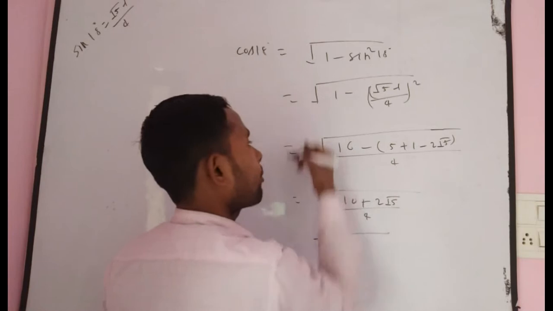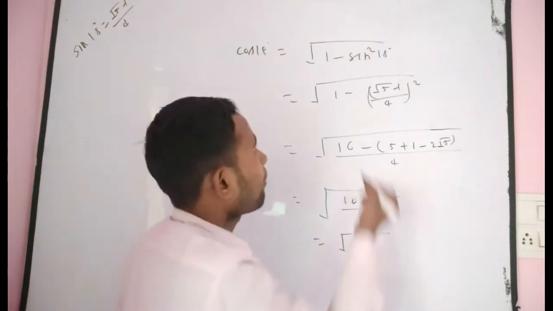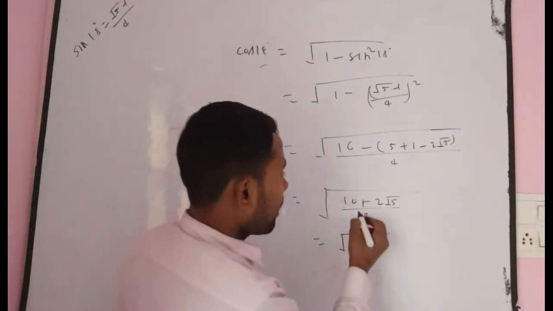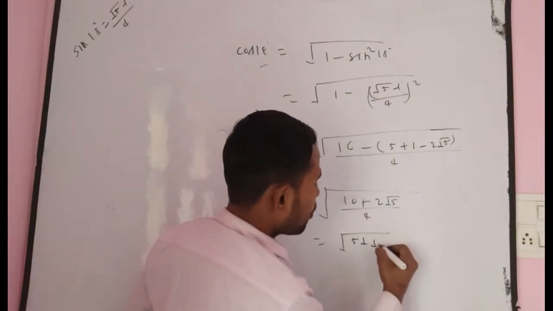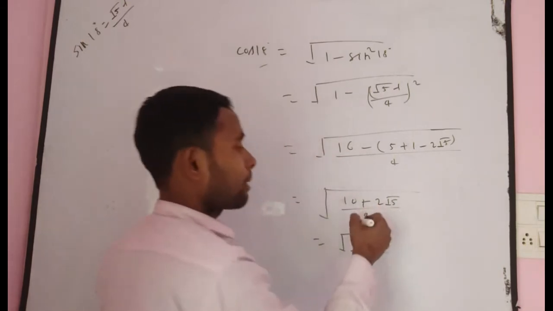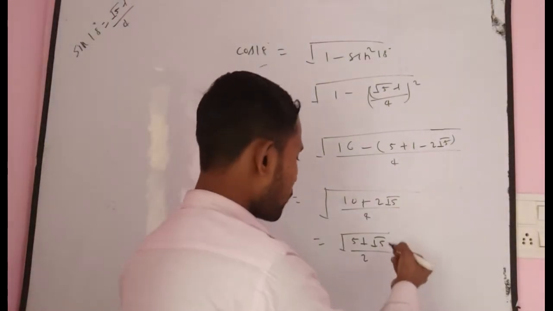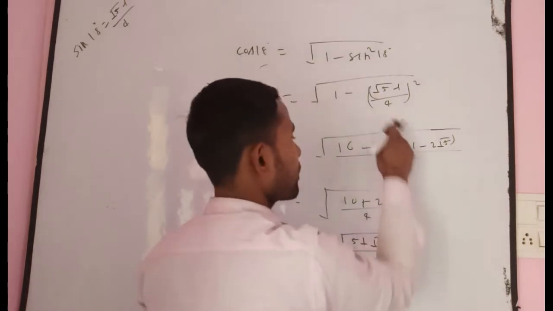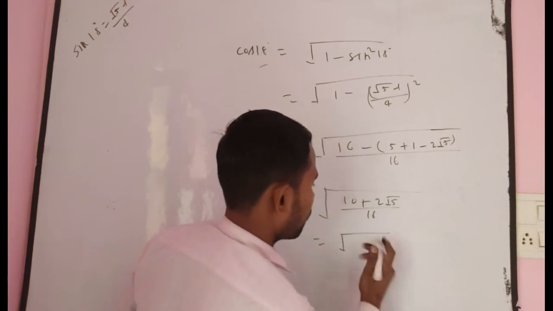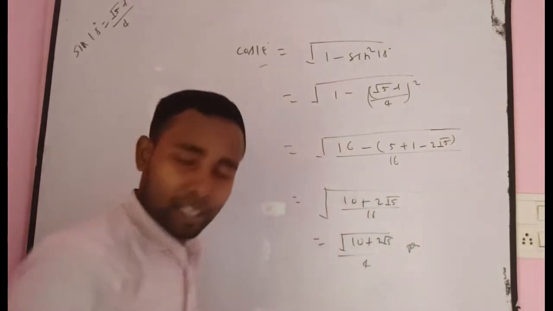Root under. Here I have not taken the negative sign. Why? I have not taken plus and minus both, because I know that cos 18 is always positive. So the negative sign vanishes. Sorry, here it becomes 16. So it becomes 10 plus 2 root 5 divided by 4, under the root. That is the value of cos 18 degree.